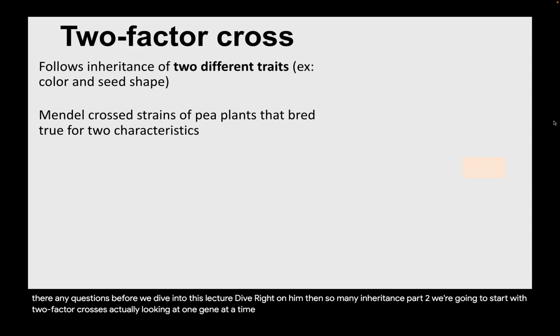at a time. Now, we're going to follow 2 genes at a time. So this would be a 2-factor cross, right? Following inheritance of 2 different traits in an individual.